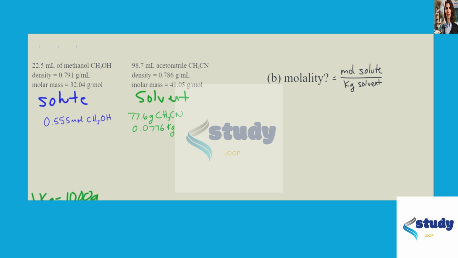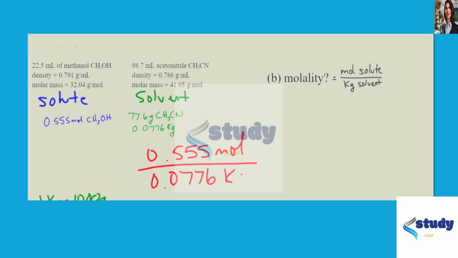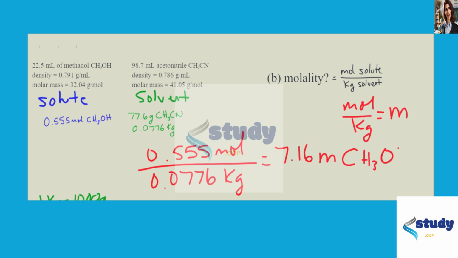This is a side note. So we're going to write 0.555 moles divided by 0.0776 kilograms. That gives us 7.16. And again, the units of moles over kilograms can also be abbreviated as m, which stands for molal. So this is 7.16 molal methanol.